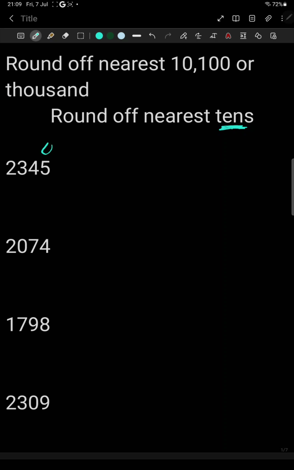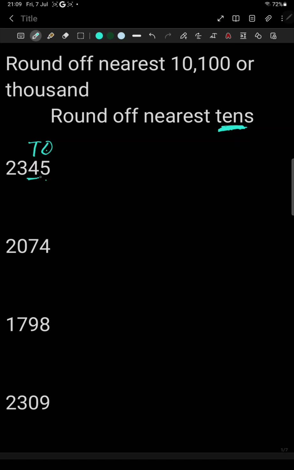So this is the ones place and this is the tens place. We will underline the tens place. What we need to do is check to which value we are going to round off. Over here we are going to round off to the nearest tens. So we just write ones and tens. We start from the right hand side: ones and then tens.